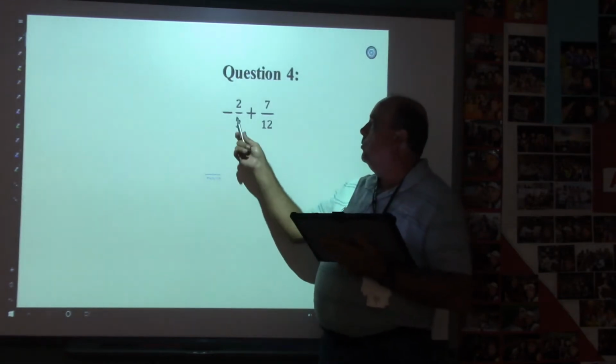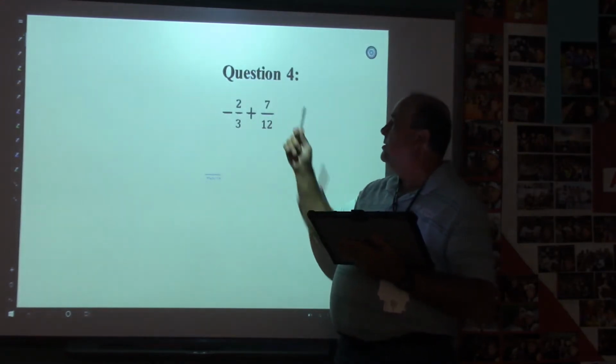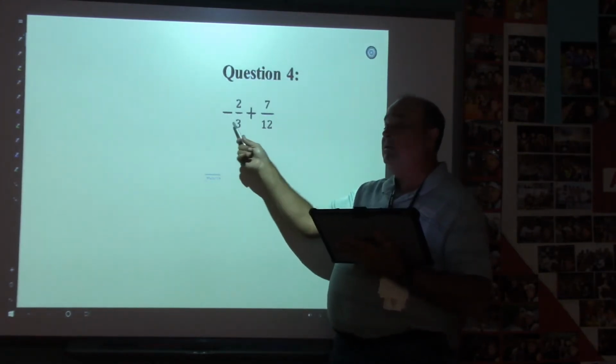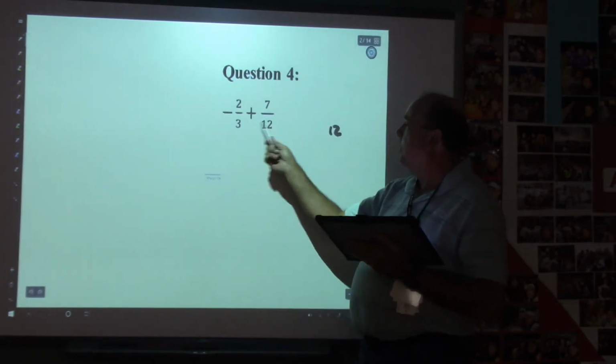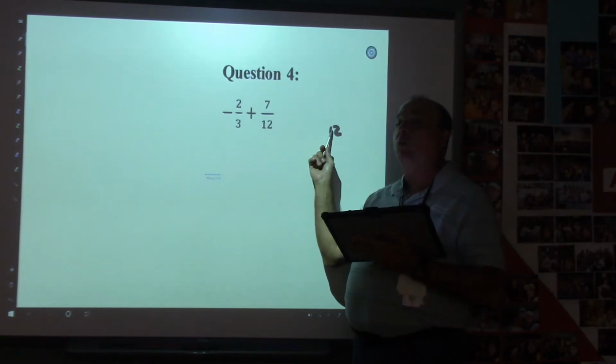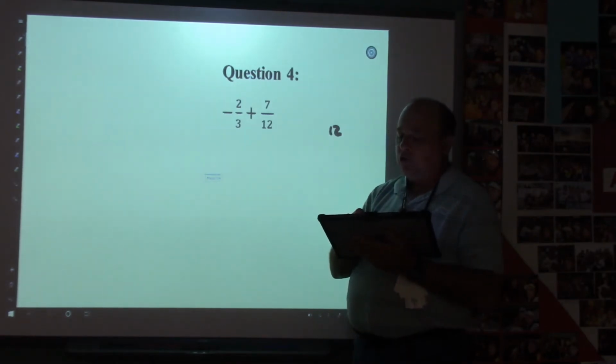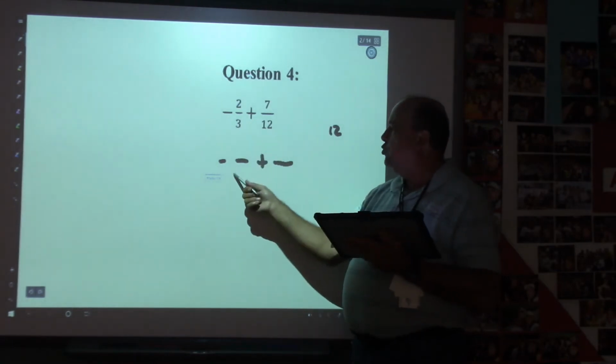And on the last one, we're going to group these. Negative 2/3 and plus 7/12. What's my biggest denominator? That's right, it's 12. So we're going to put a 12 over here. Will 3 go into 12? Ding, ding, ding. Work study. So I'm going to draw two more fractions. I'm going to make this one negative. And I'm going to put 12 on the bottom.